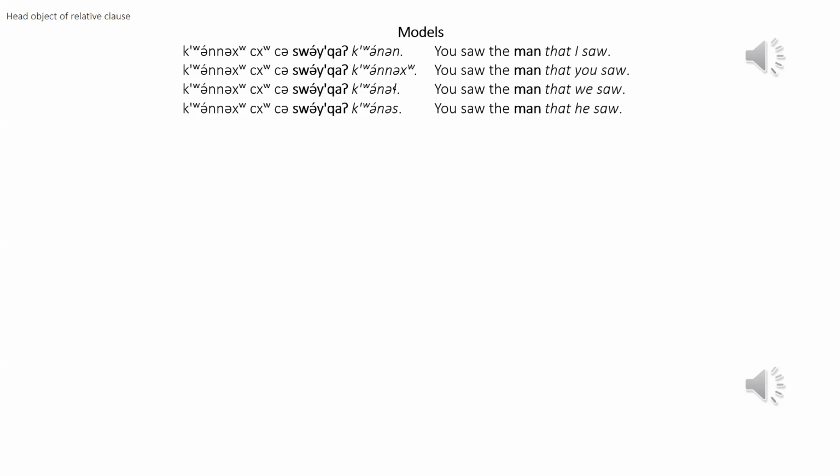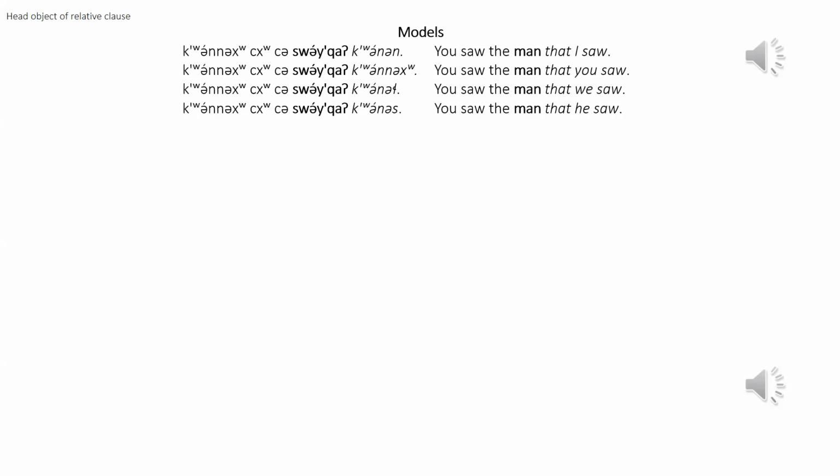Now, look at the column. Notice that where the previous models had object suffixes in relative clauses, these models have subordinate subject suffixes. In these models, the head is the object of the relative clause. Other than that, and the subordinate subject suffixes, the structure is the same as the previous section. The head comes before the relative clause.